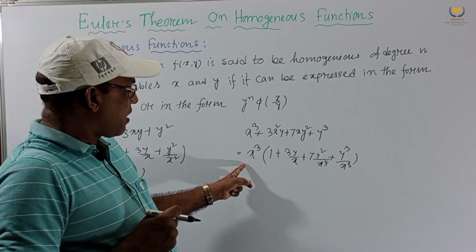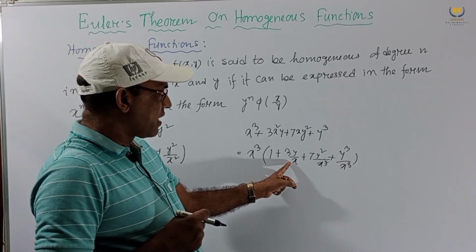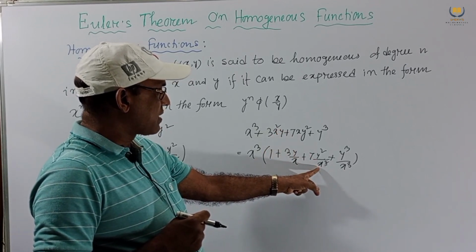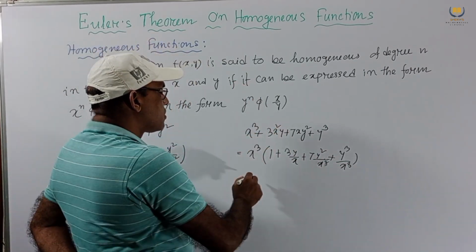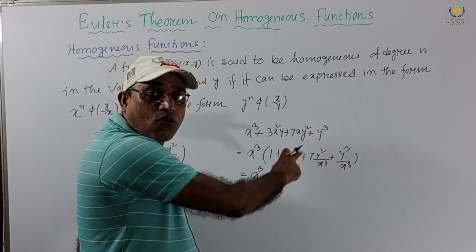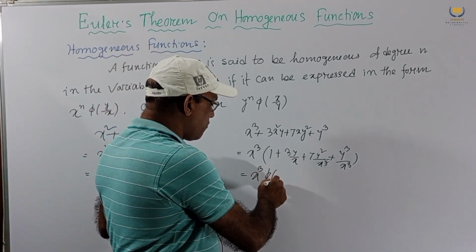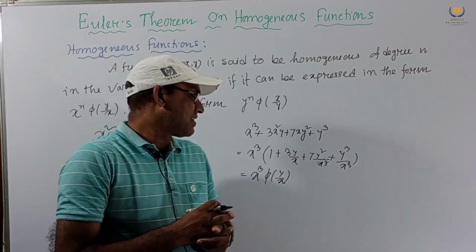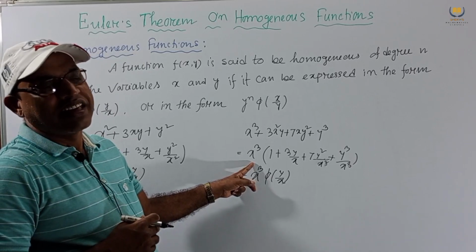So we get this again. If we multiply by x cube, then x cube into 1 gives x cube, this into this, the x cancels, giving x square, 3x square y, and this is 7x y square, and this is y cube. If we multiply, we get this. So this can be written as the bracket in which we get the y by x form. So we can write phi of y by x. So this is a homogeneous function of degree 3.